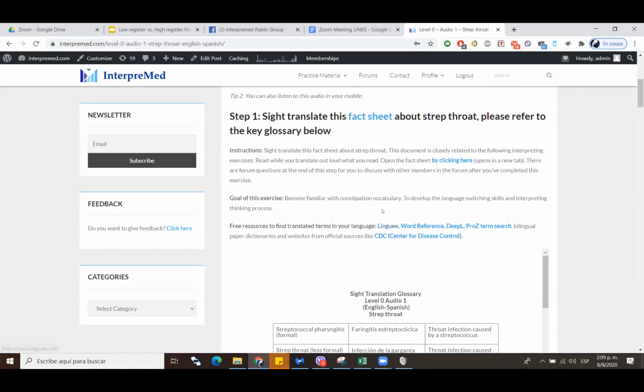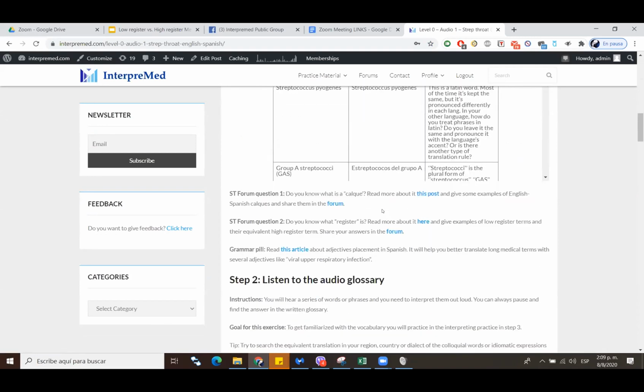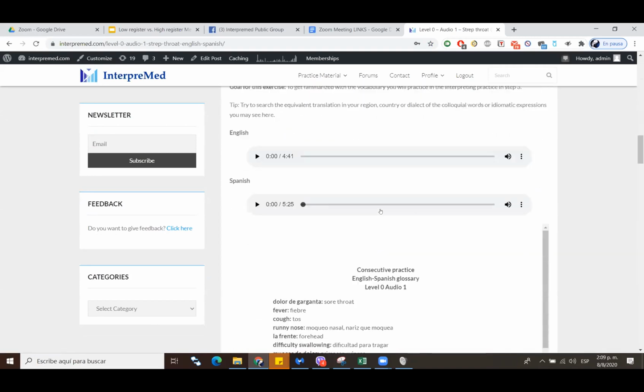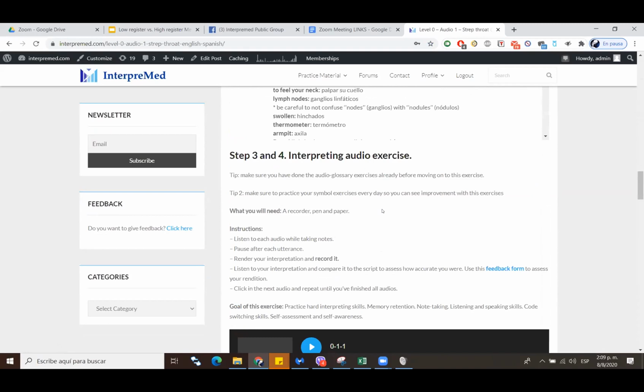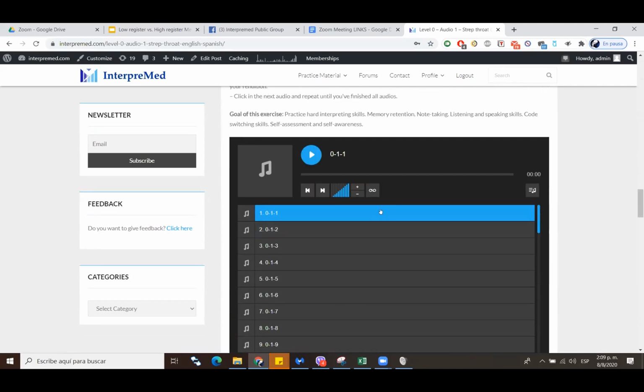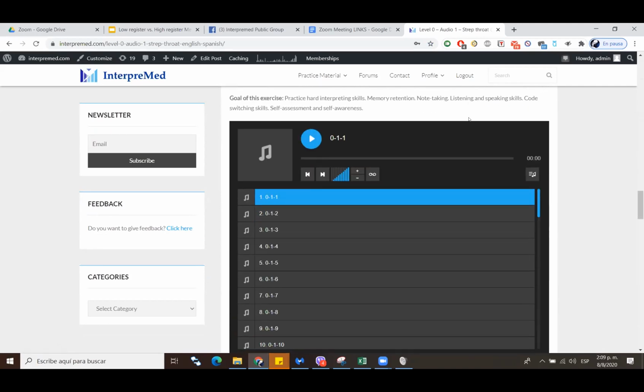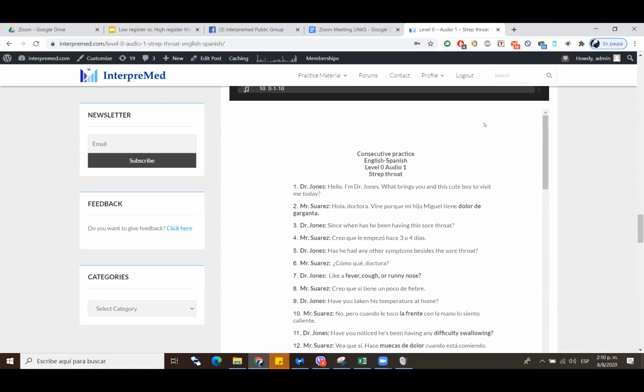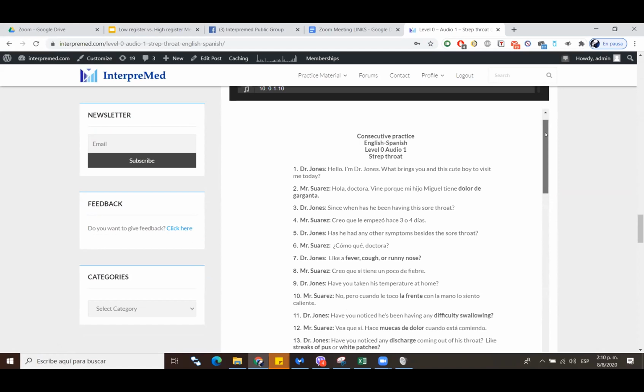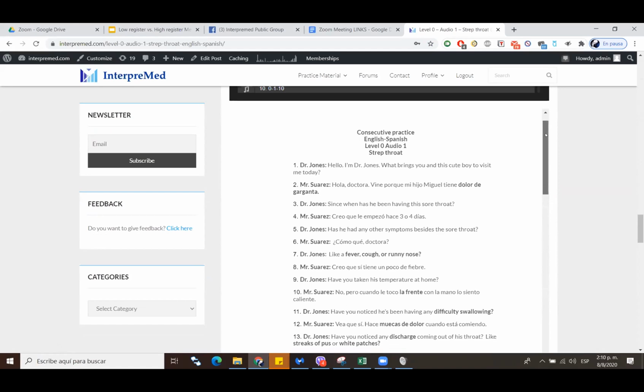So you have a sight translation. Usually you do this alone in your own time, but we are going to do a translation together. We're going to interpret together. So these are the audios, and here is the script of that audio. This is English-Spanish, but there is also an English neutral one, which is everything in English.